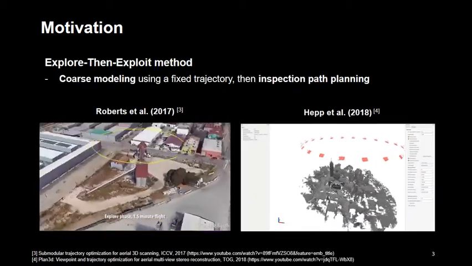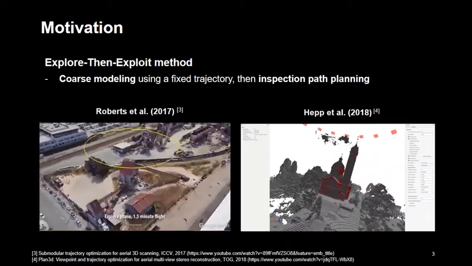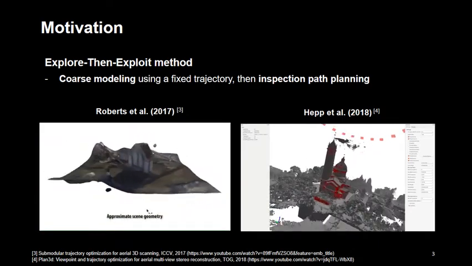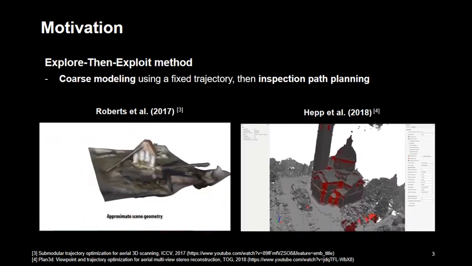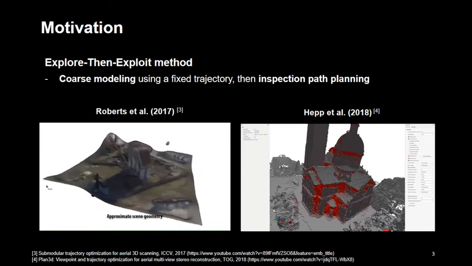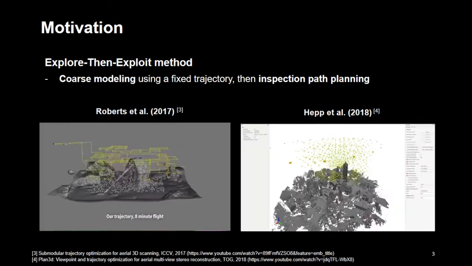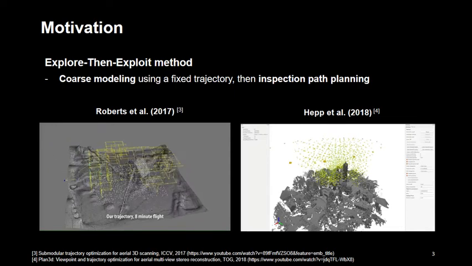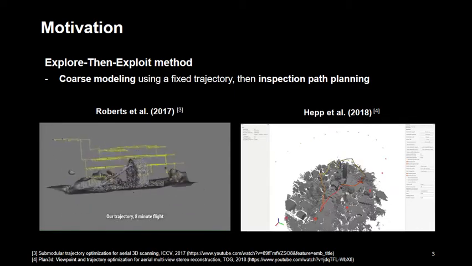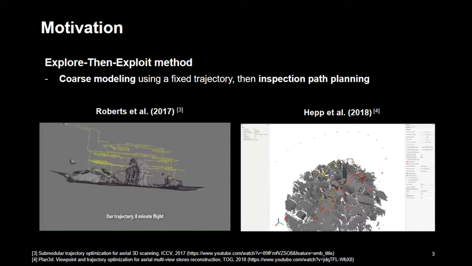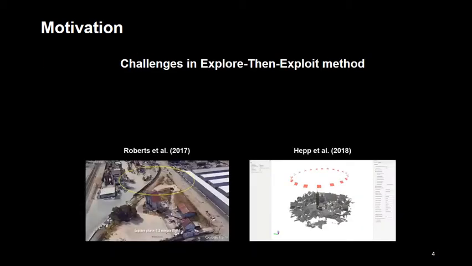To address this problem, the explore and exploit method was recently proposed. This method first constructs a coarse model by scanning an entire scene using a simple trajectory. Then it plans an inspection path for the coarse model and performs a rescanning. However, the explore and exploit method has some problems.